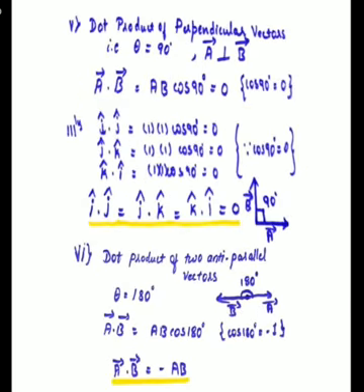Okay. Next, what happens if two vectors are perpendicular to each other? Vector A and vector B, the angle between them is how much? The angle between them is 90 degrees. Okay. 90 degrees, so what happens? Cos 90 is 0. A dot B, so finally what is it?